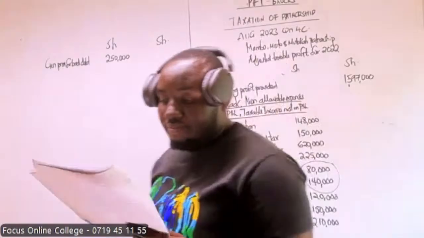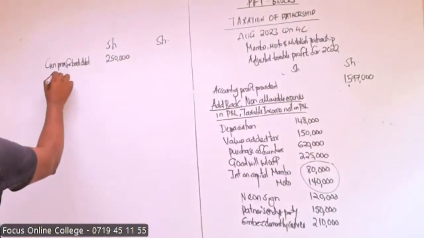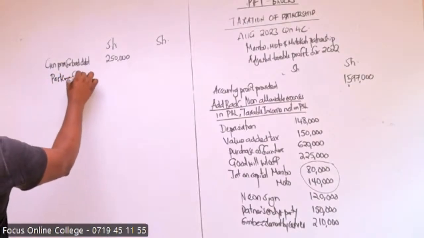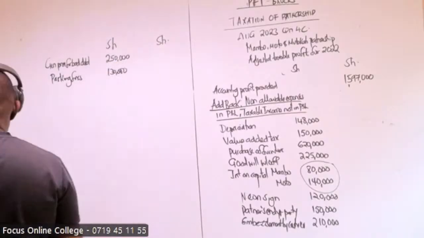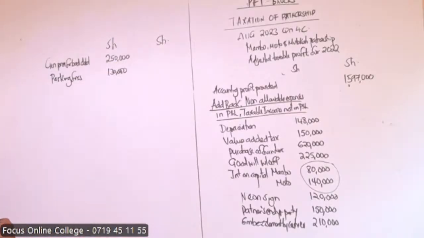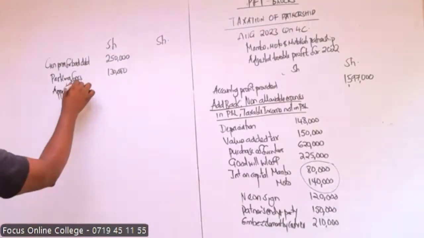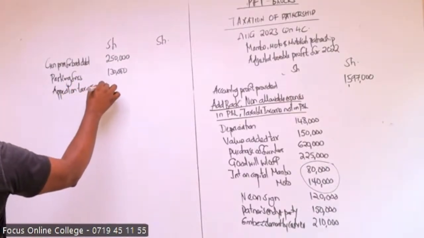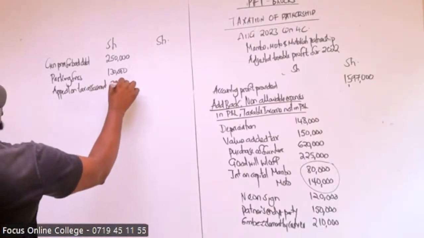We're being told the legal fee is comprised of the following. Parking fines are unallowable, and the parking fine should be 130. Settling a dispute with a customer was allowable. Lastly, we have the appeal on the tax assessment, which is 210.